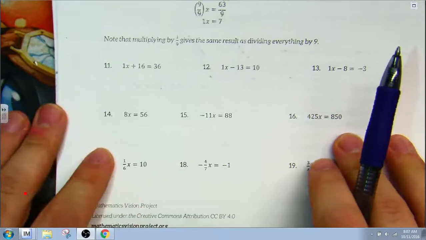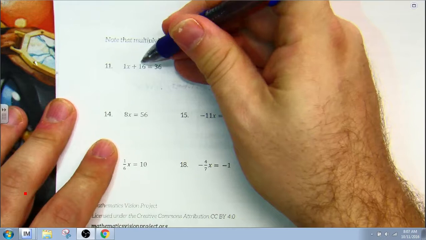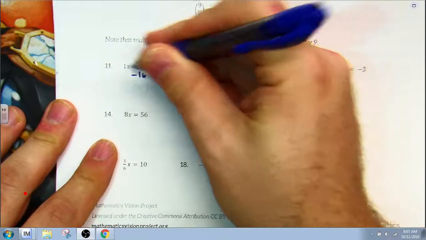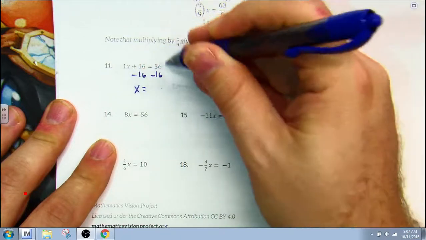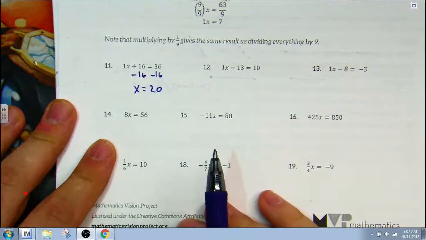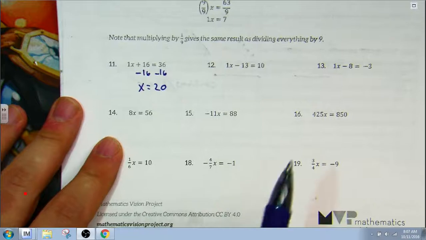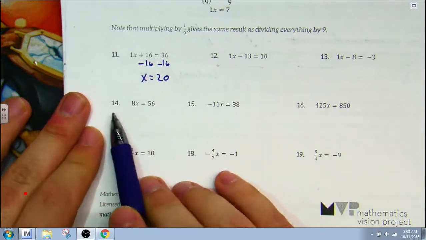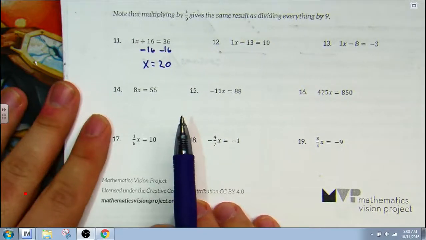When I look at number 11 here, I have 1x plus 16 equals 36, so I would subtract 16. 1x, otherwise known as just x, is going to be equal to 20. That's an addition and subtraction one step. So let's go ahead and look at 14 here. 14, I have 8x equals 56.